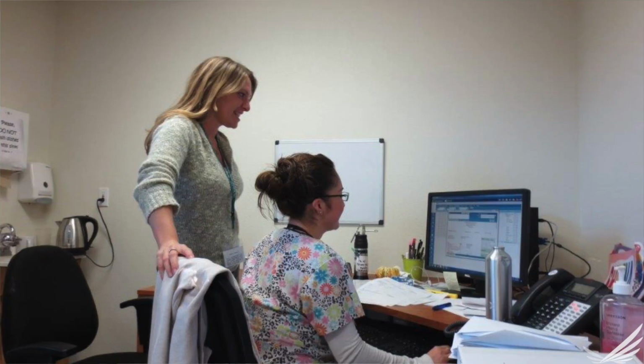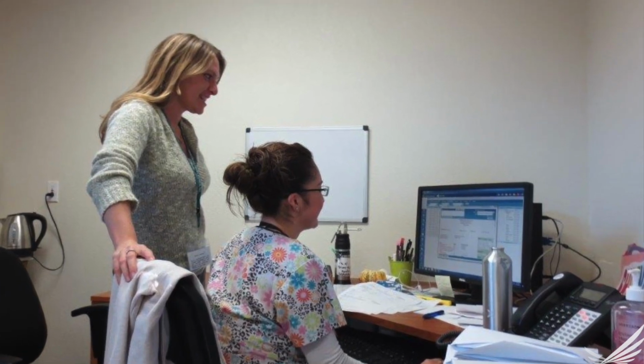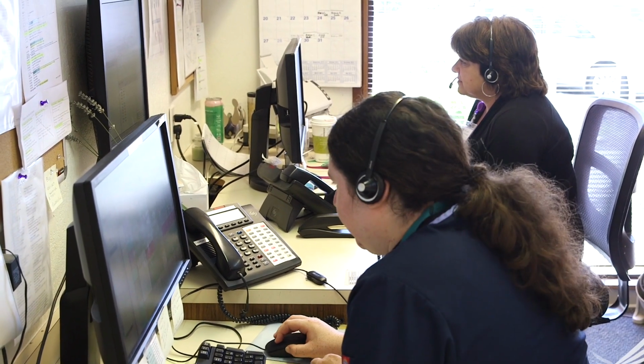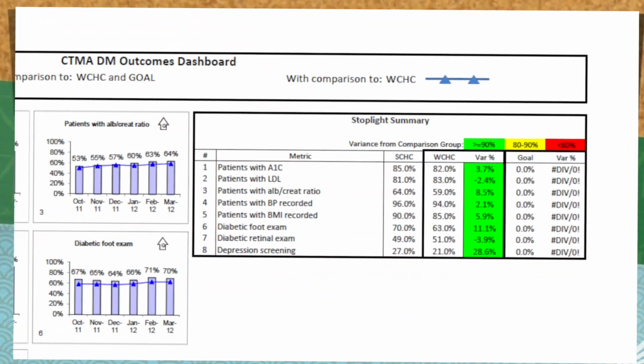The medical assistant report card is a way to enable us to track the work that our medical assistants do during their population management time. Population management time is when our medical assistants are able to manage our chronic disease population. It's outside of the office.